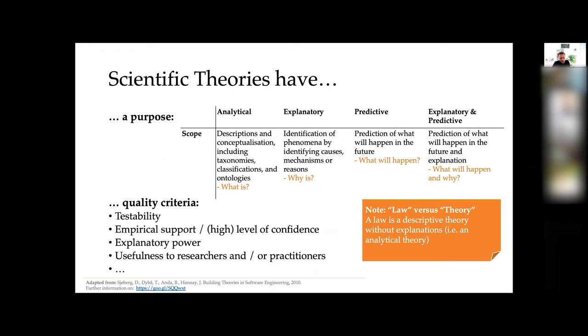Other than that, you have different quality criteria for theories, starting with testability. Testability is very important. If a theory is not testable, it's not scientific. But also, of course, the empirical support, the level of confidence, which means that the more often I challenge the theory unsuccessfully, the higher my confidence that the theory holds, that it's true, and so on. The list is very long, not subject for today.